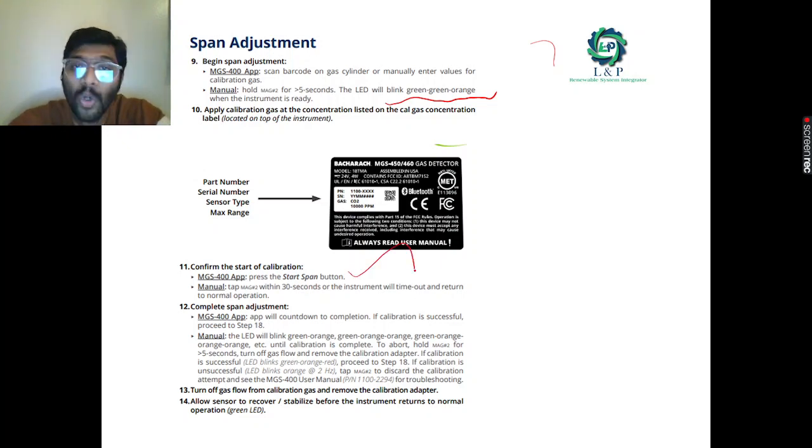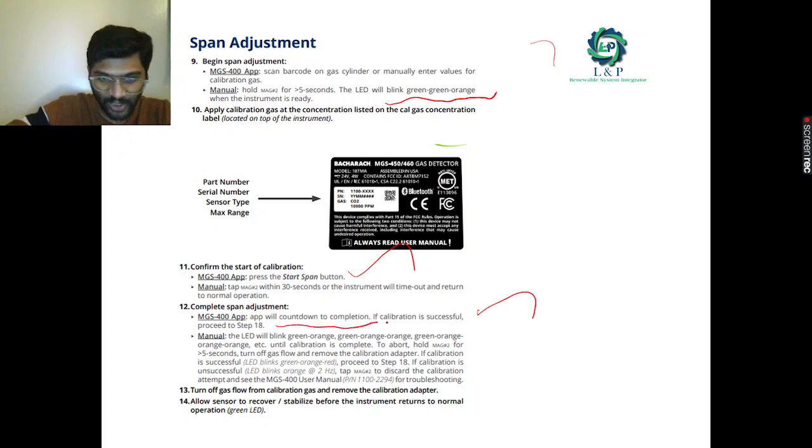In the app. If you want to do it manually, tap the mag 2 button within 30 seconds, otherwise the instrument will time out and return to normal operation. How will you know once the span is complete? In the MGS 400 app, the app will count down to completion. If the calibration is successful, it will ask us to proceed to step number 18.